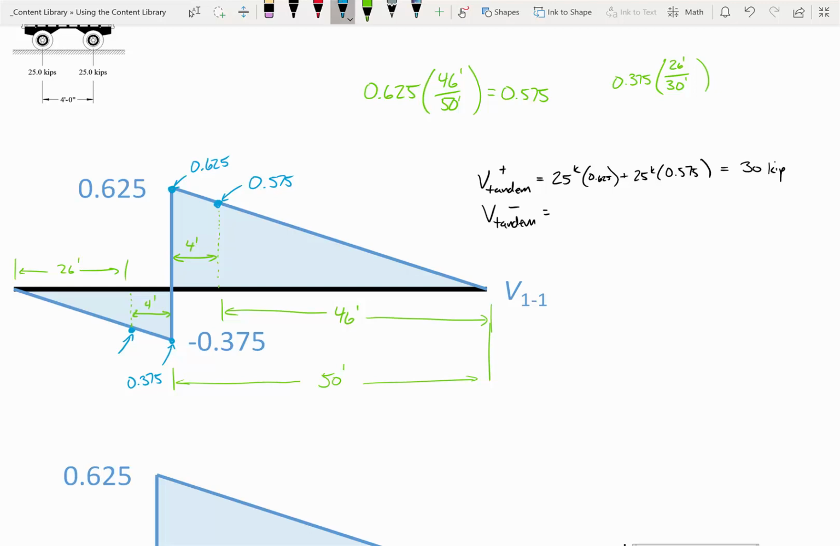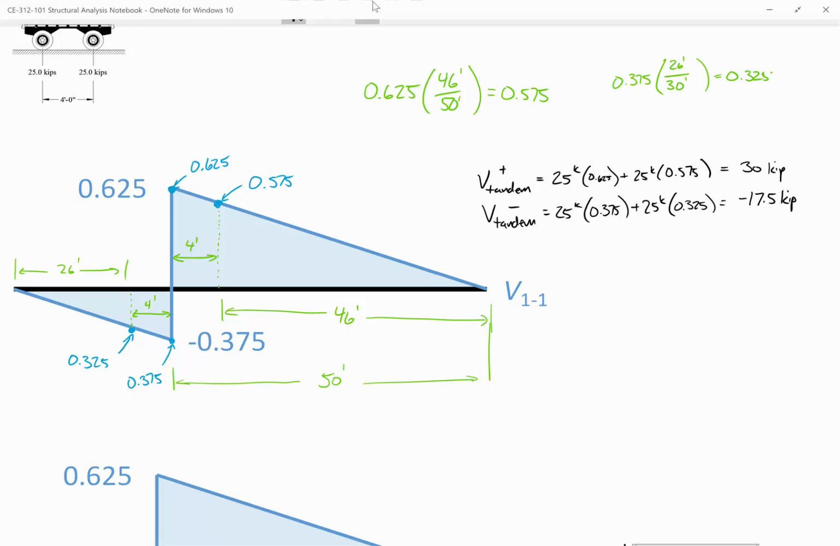So when you do the linear interpolation here, you get a value of 0.325. So this is 0.325. Your negative tandem is going to be 25 kips times 0.375 plus 25 kips times 0.325. When you chug that out, you'll get minus 17.5 kips. And there you go, there's your tandem envelope.